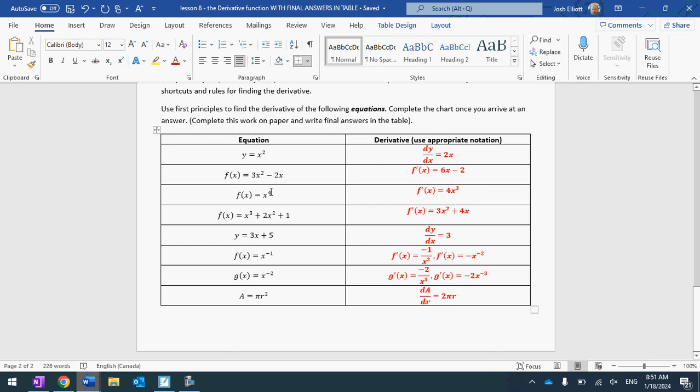f of x is x to the power of 4. If you bring the exponent down out front and drop the exponent by 1, you get 4x cubed, and that's the derivative. And that's actually the pattern that's called the power rule. It happens here too. Bring the 3 down, you get 3x squared. Bring the 2 down and multiply it, and you get 4x. And then the derivative of 1 is equal to 0. In fact, the derivative of any constant value is always going to be 0.